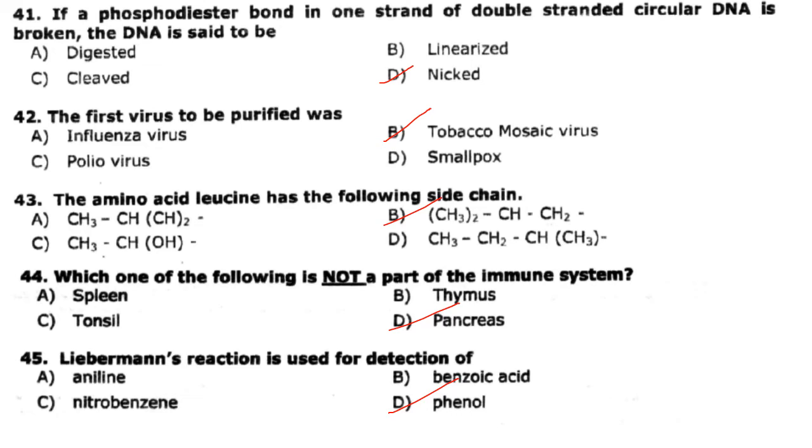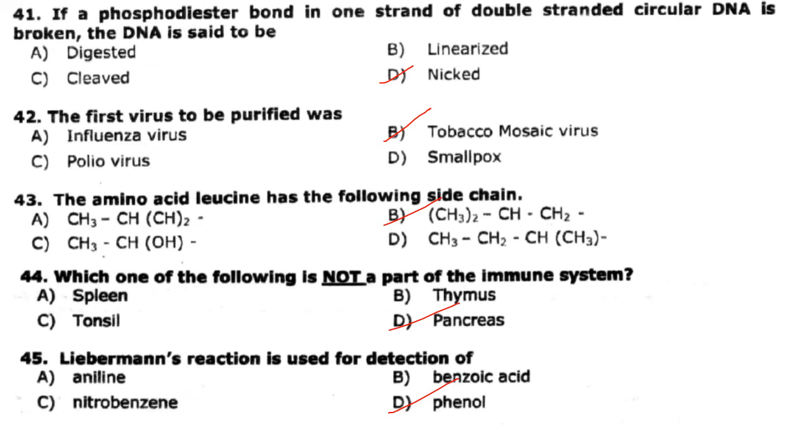Then, if a phosphodiester bond in one strand of double-stranded circular DNA is broken, the DNA is said to be nicked, because only one strand of the double-stranded circular DNA molecule is broken, not both the strands. So it is nicked. Then next one. The first virus to be purified was TMV, that is tobacco mosaic virus. Answer is option B. The amino acid leucine has the following side chain. Answer is option B, that is CH3 twice CH2.